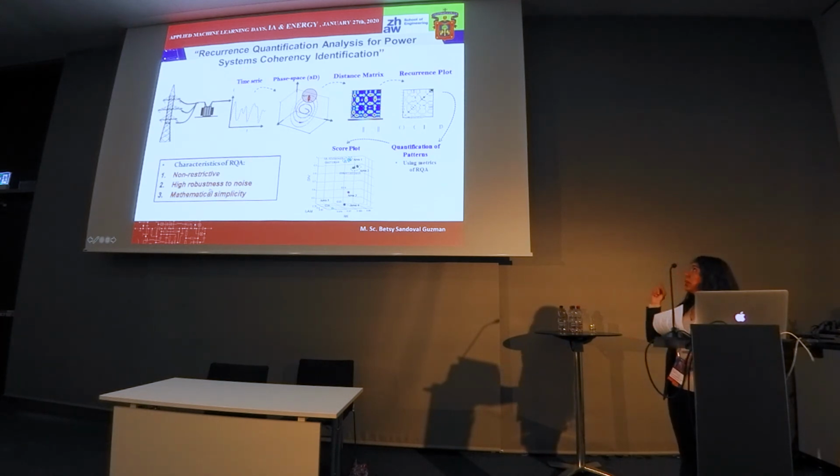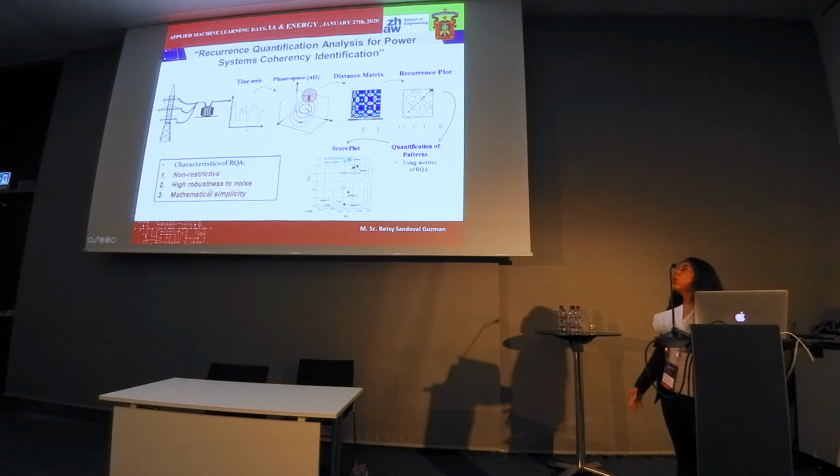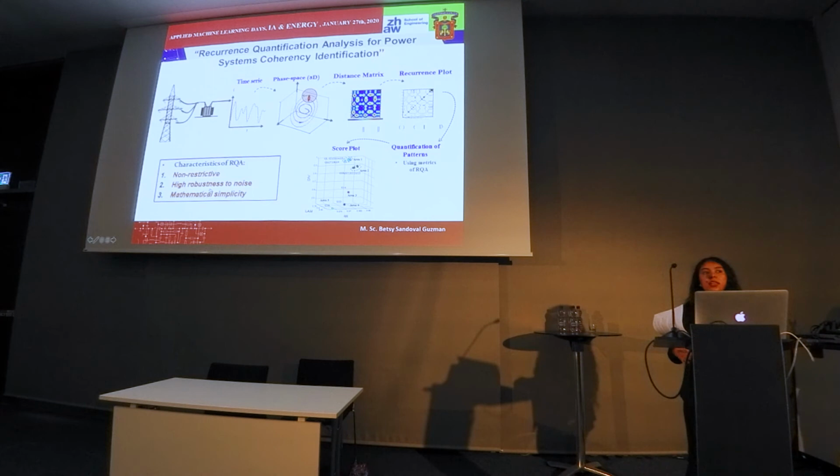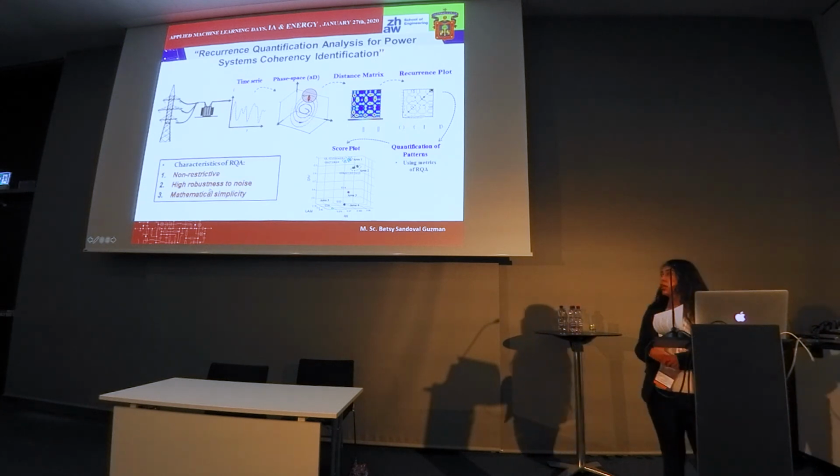To measure the patterns in the recurrence plot, we can use metrics belonging to RQA, and we can also use these metrics to build a score plot and visualize the clusters of the signal. Why use recurrence quantification analysis? Because it's a technique not restricted. We can analyze linear and nonlinear systems, with high robustness to noise, and mathematical simplicity. Thank you so much.